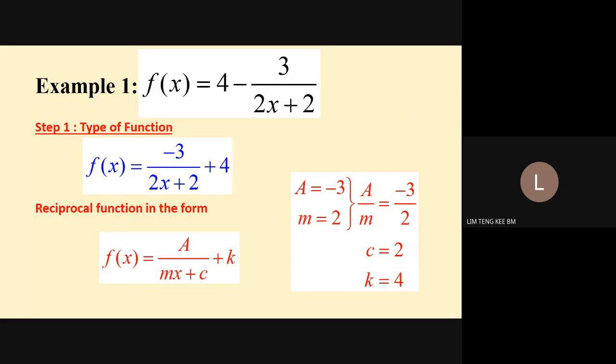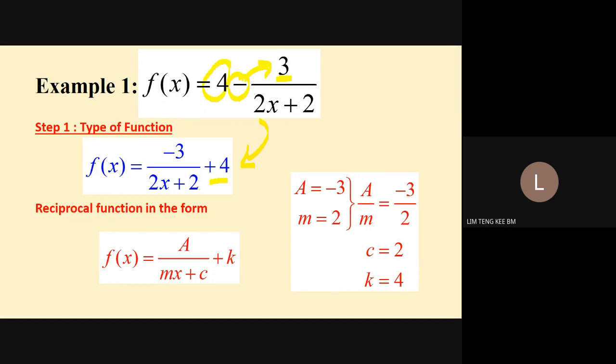Okay, continue. So let's see example 1 for reciprocal function. Let's say you're given the function f(x) equals 4 minus 3 over 2x plus 2. In these functions, if you notice, I can rearrange in such a way that I have the constant 4 moved behind, and then the negative sign goes with the constant 3 on top here. So it gives me negative 3 over 2x plus 2, plus 4.